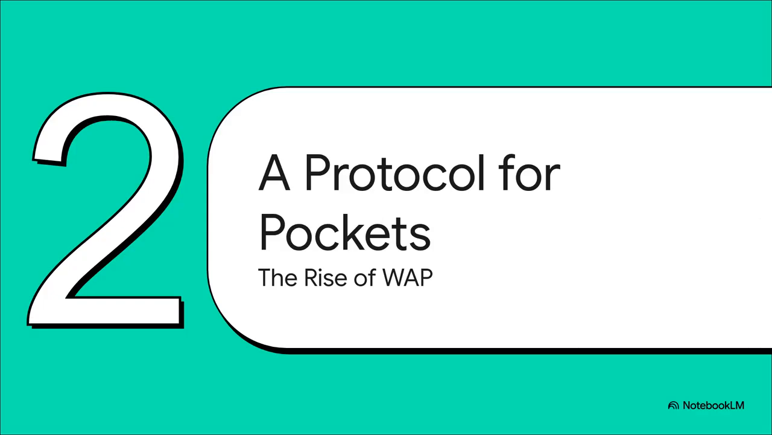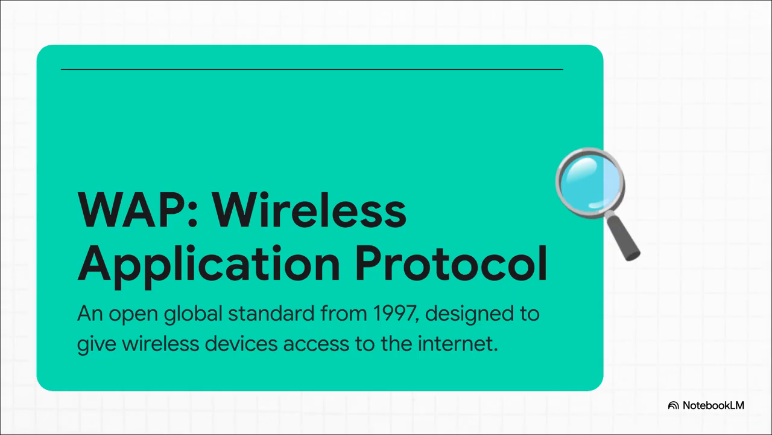So you can't use the old plan. You need a new one. A completely new set of rules, a new language, really. One that was built from the ground up just for these little pocket-sized devices. And that is exactly what they did. The big answer was WAP, which stands for Wireless Application Protocol. You gotta remember, back in 1997, the giants of the phone world, Nokia, Motorola, Ericsson, they all got together and said, we need to fix this. So they created this new standard.